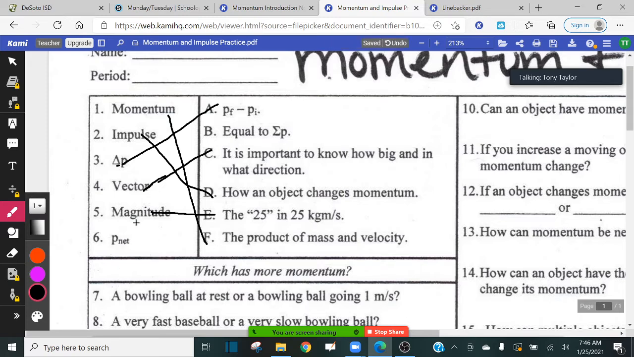Now, one more thing I want to introduce. Whenever you see this term here, P net, what does that mean? P net is just another way of saying net momentum. Anytime you see net momentum, that's just a simple way of saying add up all the different momentums. If you have multiple objects and you add up all those momentums, you get what is known as net momentum. So the sum of individual momentums is equivalent to net momentum.